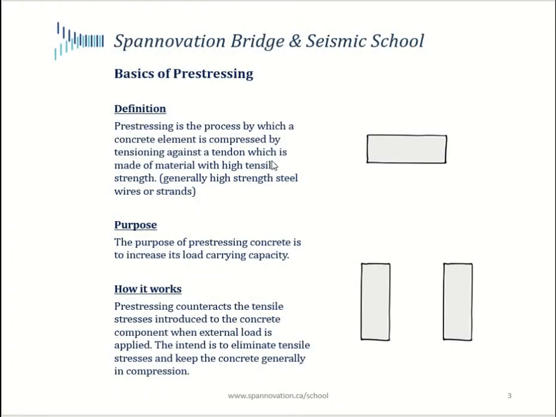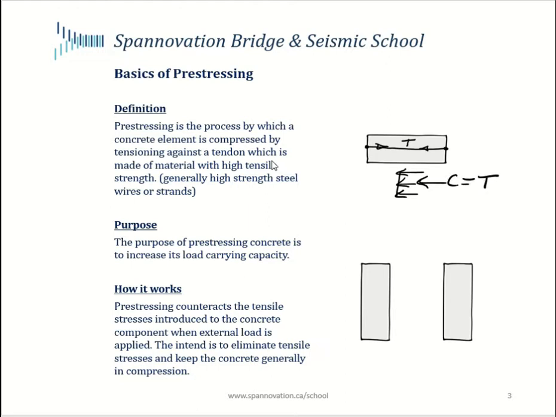All right, so let's begin with the definition of prestressing. Prestressing is a process by which a concrete element is compressed by tensioning against a material which has high tensile capacity. For example, right now I'm pre-compressing this blob of concrete with a high tensile material. Let's assume the force in this material is T, then my concrete is going to get an equal and opposite compressive stress, the resultant of which is going to be equal to the force T. So C would be equal to T.